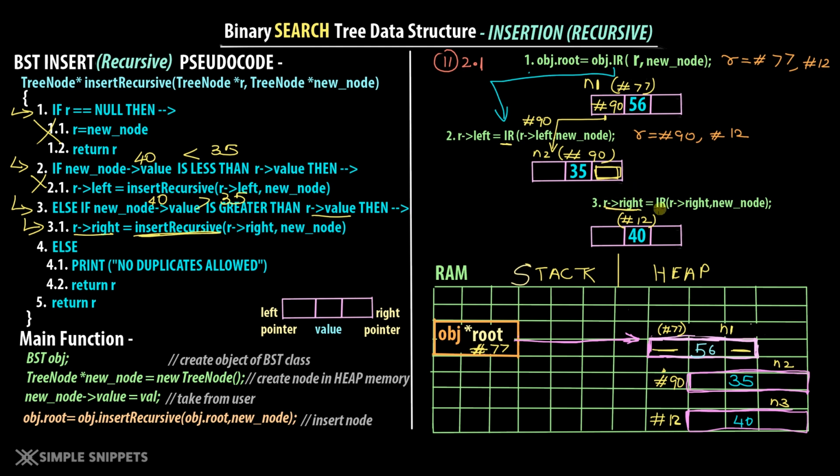So whatever this recursive call will return will be stored as the right address of N2. Correct? On the RHS we have this recursive call, insert recursive. We will again say R of right. R of right, just now we said, is null. So we will pass null over here, comma, new node. This new node is passed as it is. That is the address which is hash 12. Because these are pointers, right?